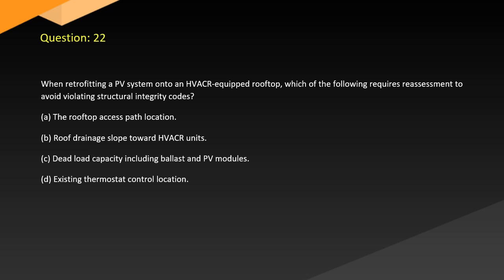Question 22. When retrofitting an existing building to mount an HVAC-equipped rooftop, which of the following requires reassessment to avoid violating structural integrity codes? A. The rooftop access path location. B. Roof drainage slope toward HVAC units. C. Dead load capacity including ballast and PV modules. D. Existing thermostat control location.